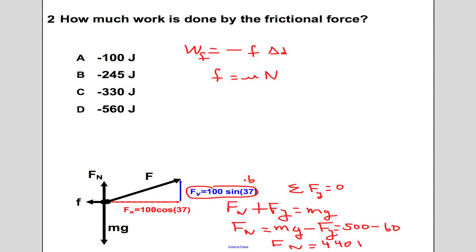So the frictional force is equal to mu, which is 0.1, times 440, the normal force. We're going to put that in here for frictional force, put 5.6 for the displacement, and you should get the amount of work is equal to minus 245 joules.